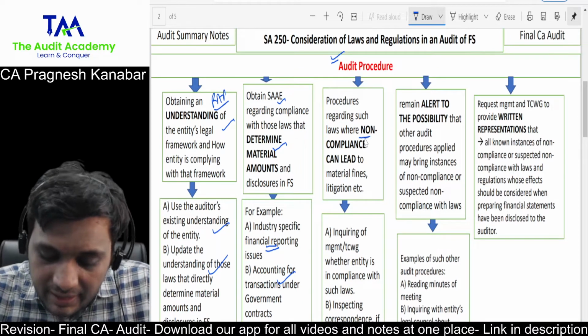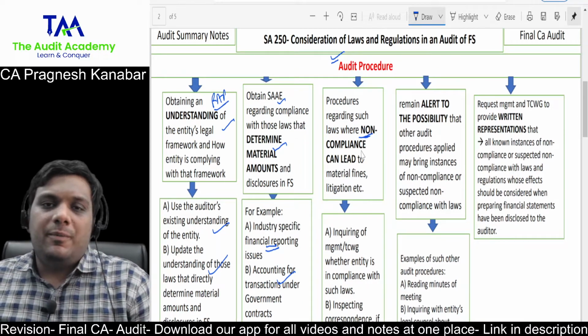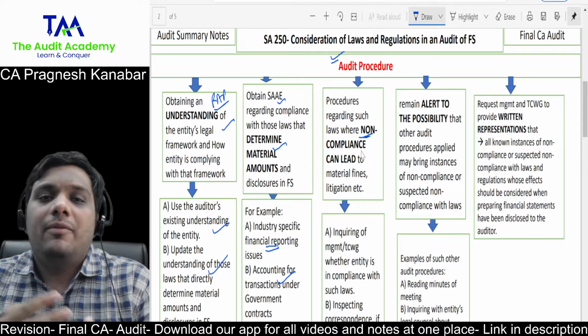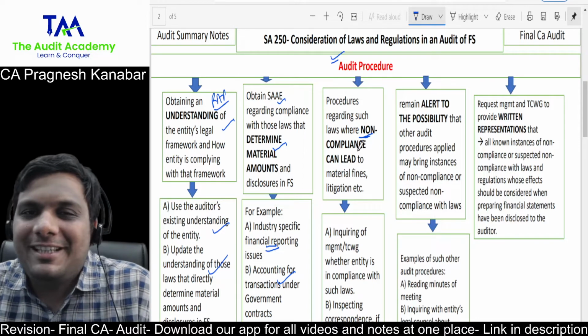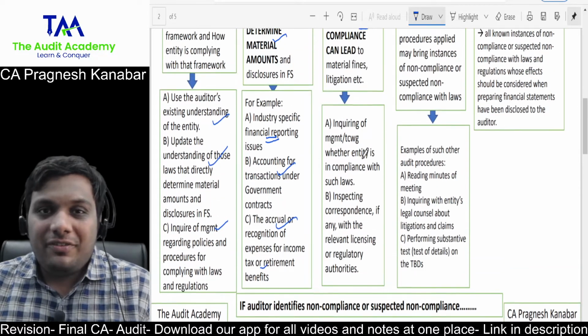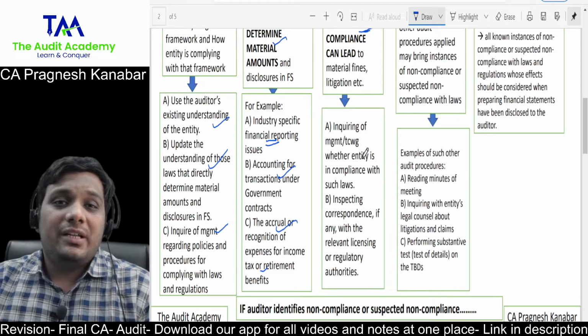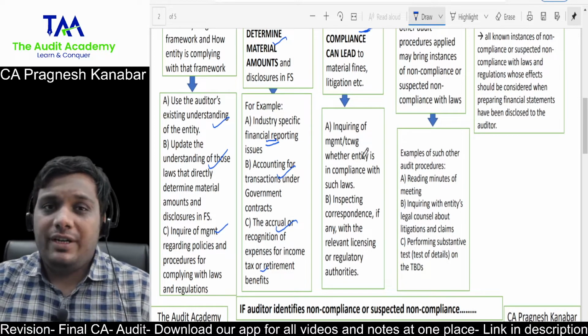All right, and for the laws where non-compliance could be material, obviously I'm not going to go to the factory, where is the child? I'm going to perform some inquiries, and I will verify if there has been any communication between the regulator and the entity. For example, communication between Telecom Regulatory Authority of India and Bharti Airtel.